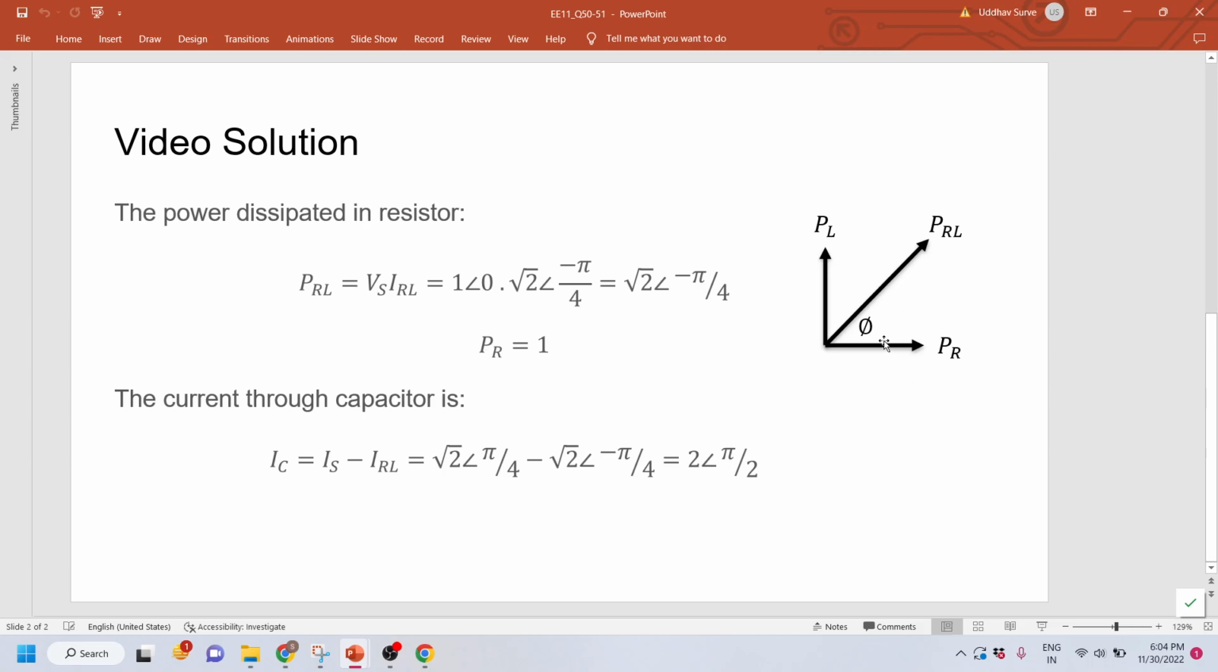Okay, so the active power, which is across the resistor, is the projection of the cosine angle of that apparent power, PRL into cos phi.